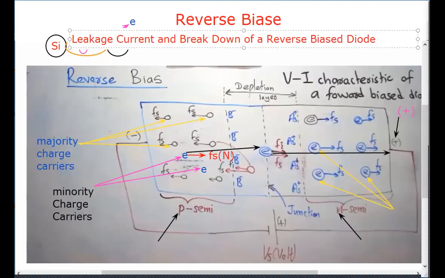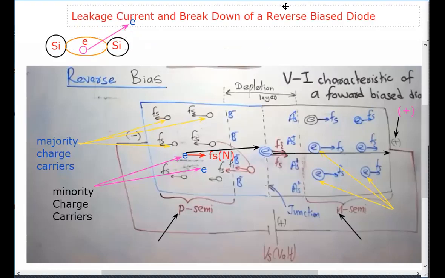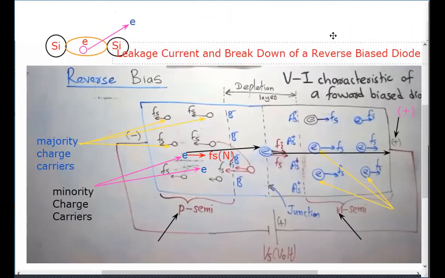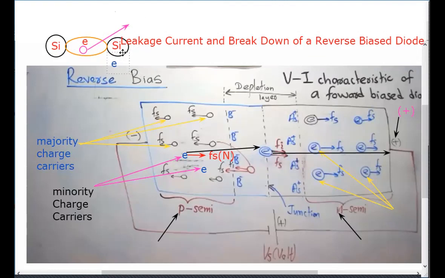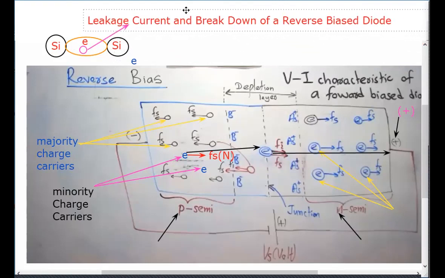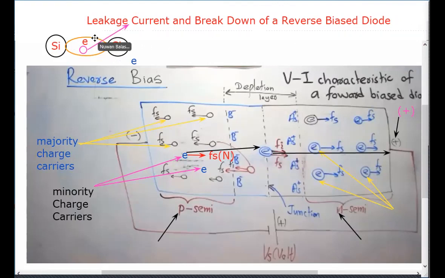Yes, sir. Right. Under that, please write: When a diode is reverse biased, no current flows through the diode due to the majority charge carriers.